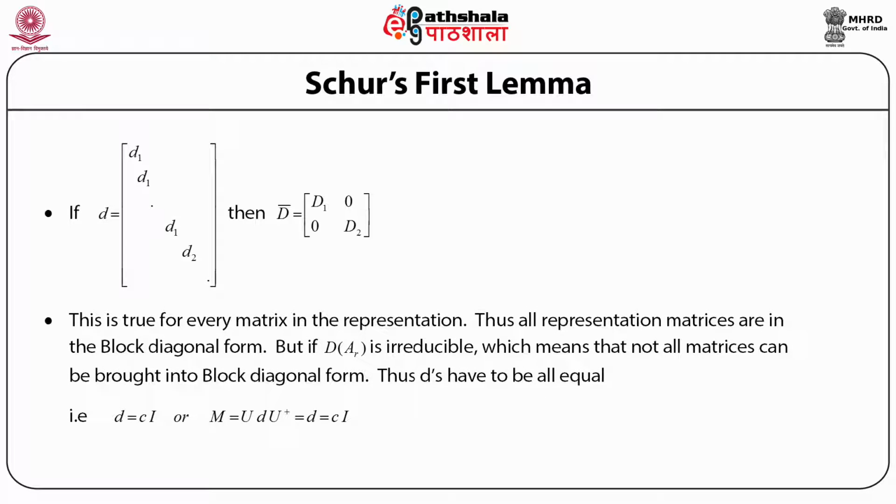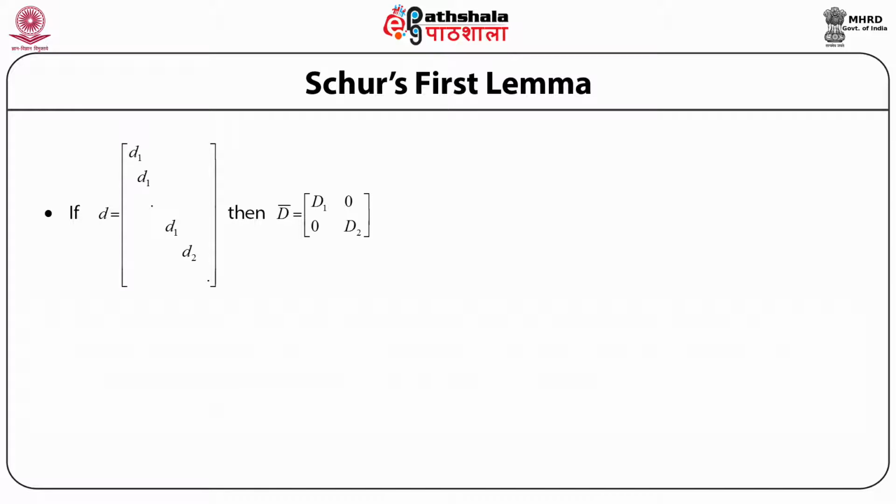Thus, if D, which is a diagonal matrix, has entries like D1, D1, D1 up to some number n, and then D2, D2, etc. up to some number m, and so on and so forth, then, as we have seen earlier, D-bar can be written in the block diagonal form D1, 0, 0, D2. And this is true for every matrix in the representation. Thus, all representation matrices are in the block diagonal form.